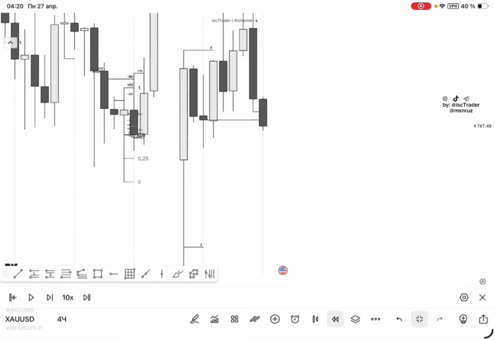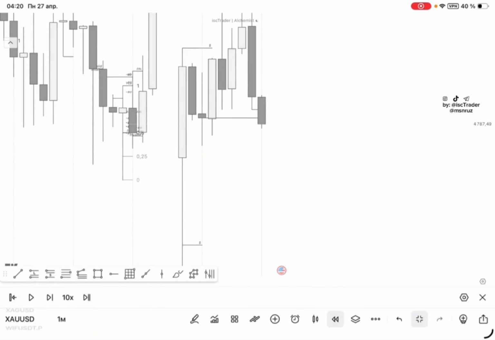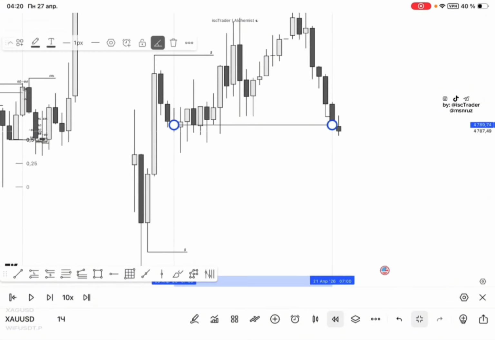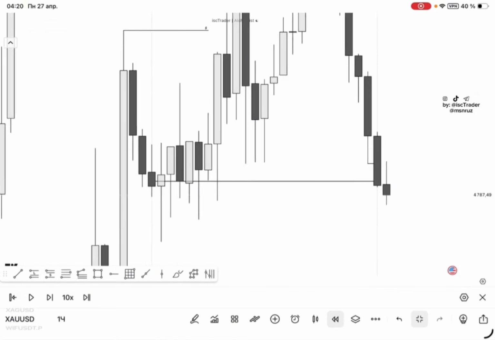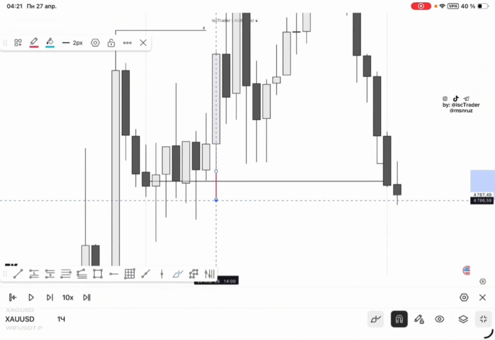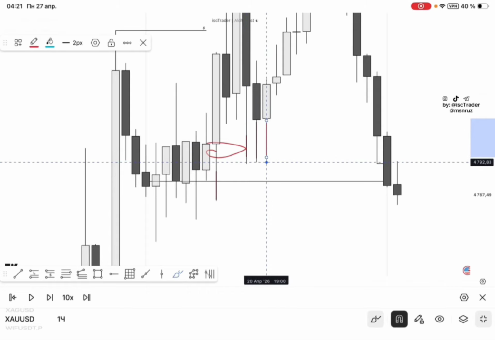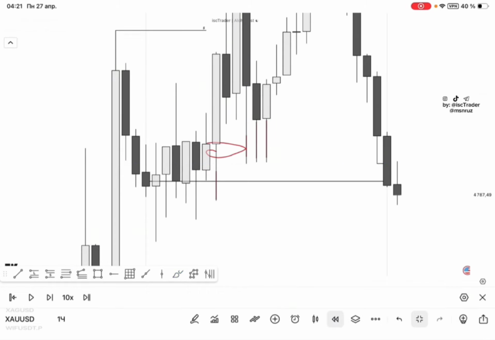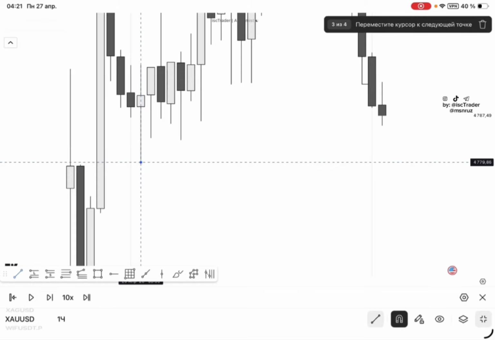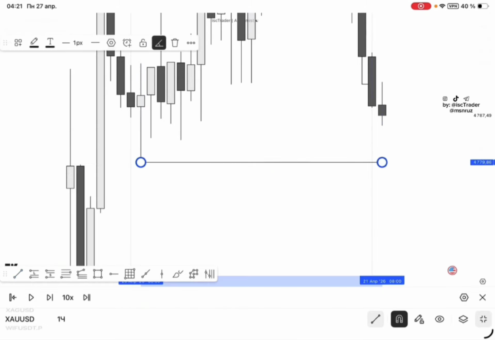Alright, support, support. We move to the 1-hour. On the 1-hour, the supports are invalid, invalid, invalid. Invalid, invalid, support. Invalid. The open candle level is invalid. Liquidity.